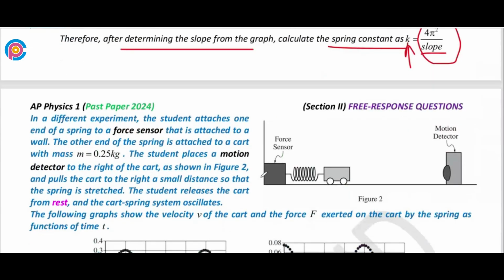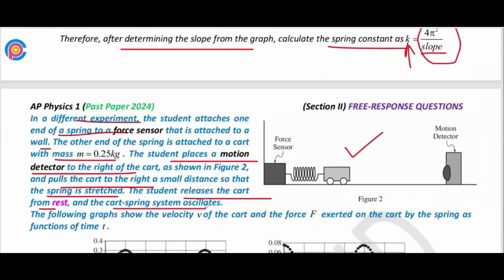Now, in a different experiment, the student attaches one end of the spring to the force sensor, which is attached to the wall. The other end of the spring is attached to a mass of 0.25 kg. The student places the motion detector to the right of the cart as shown in Fig. 2. Then the student pulls the cart to the right a small distance so that the spring is stretched, and releases the cart from rest, and the cart-spring system oscillates.